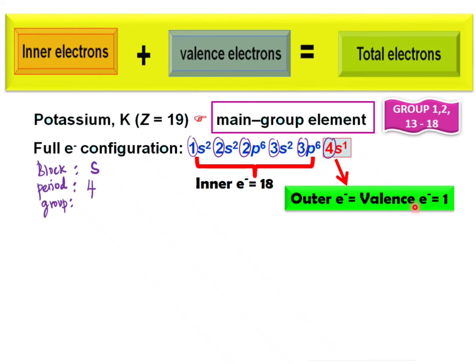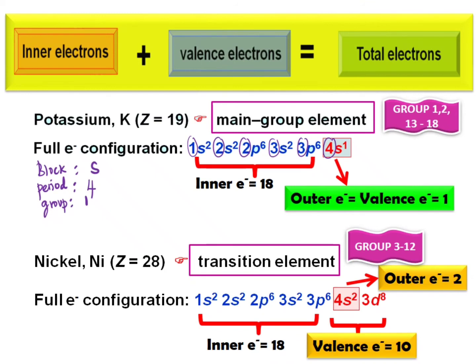So ingat, valence electron berada dalam petala paling luar. So petala paling luar untuk potassium adalah 4s. So dalam 4s only consists of 1 electron. It means that this is your outermost electron, and this also becomes your valence electron, which is 1. So remember, to identify the group, it must depend on the valence electron. So the group for potassium is 1. So very simple. Okay.